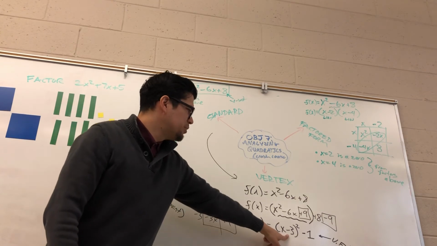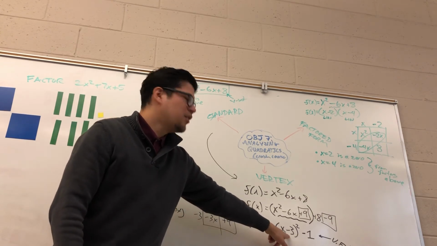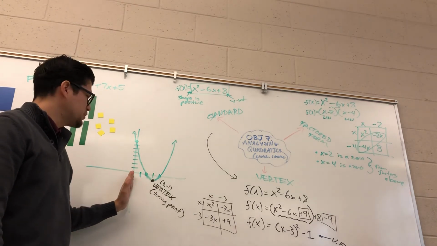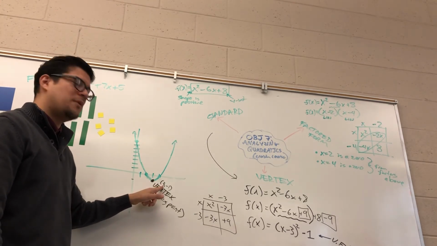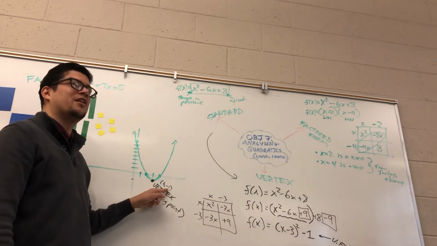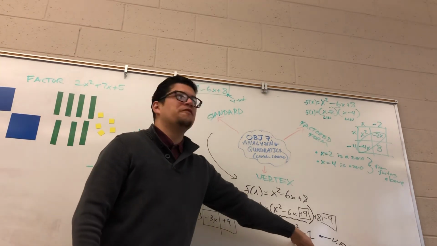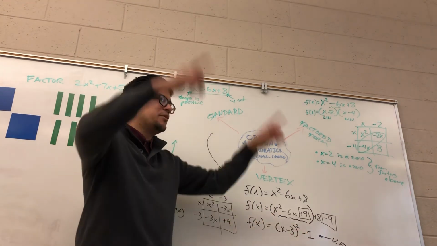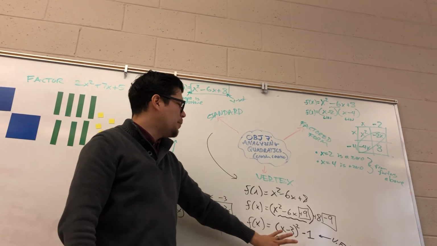Okay, so x minus 3 squared. What do you see there? That would give me my x-coordinate, which was 3 for my vertex, and then -1 is my y-coordinate. So vertex form reveals the vertex for you. It's basically all it tells you. It might also tell you that it's a parabola that opens up, but there we have it.